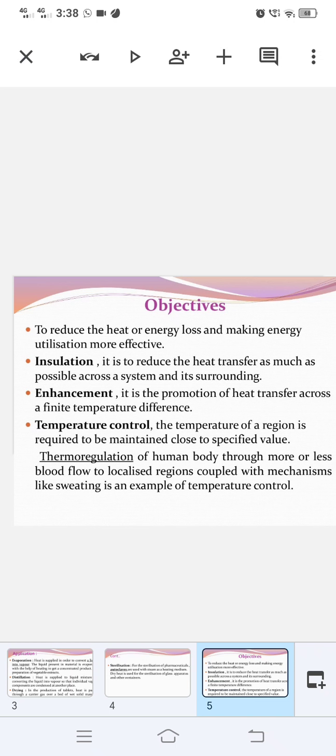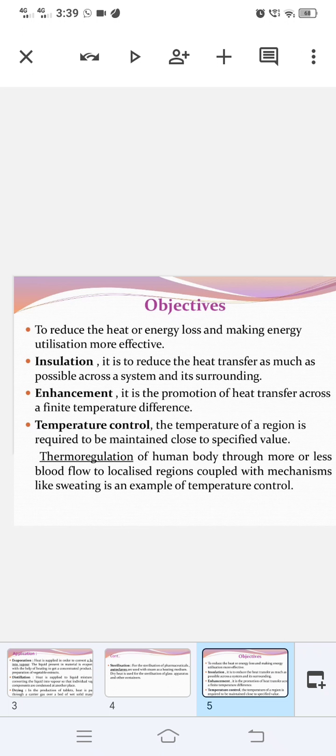First one is the insulation. What do you mean by insulation? Just the reduction of any heat transfer as much as possible across a system and its surrounding. Means the heat transfer should not take place, or it must be reduced up to the mark between a system and its surrounding. Second one is the enhancement.